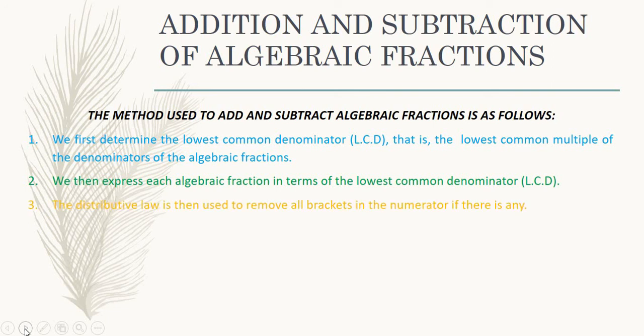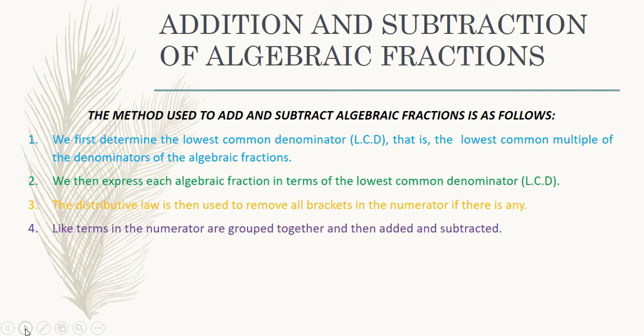Alright? And step 3, the distributive law is then used to remove all brackets in the numerator if there are any. Step 4, like terms in the numerator are grouped together and then added and subtracted. And finally, the fraction is reduced to its lowest terms if possible. Alright?